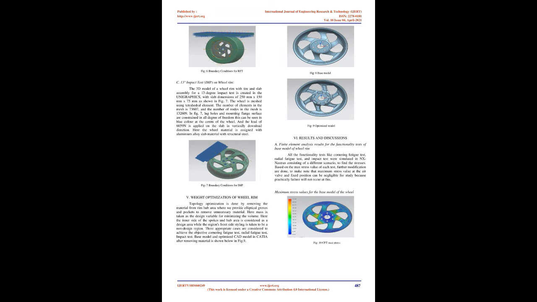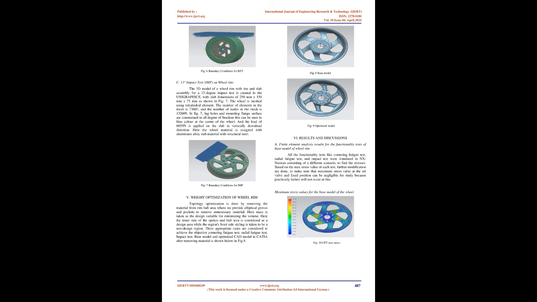5. Inner flange surface is constrained in all degrees of freedom. This can be seen in blue color at the center of the wheel, and a load of 4009.1 N is applied on the shaft in the negative Z direction, as indicated in red color here. The wheel rim is assigned with aluminium alloy, and the shaft with structural steel.